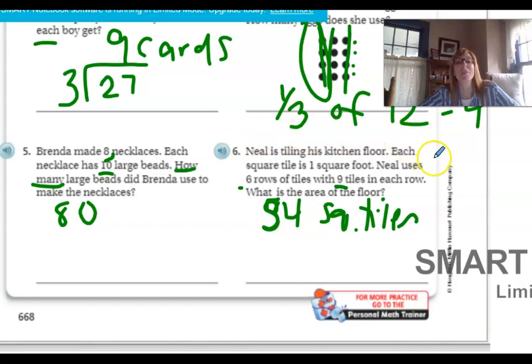And then Neil is tiling the kitchen floor. Each square tile is 1 square foot. Neil uses 6 rows, and every single row has 9 tiles. So right there, you know it's multiplication, plus it's area. So what is the area of the floor? It's 54 square tiles.